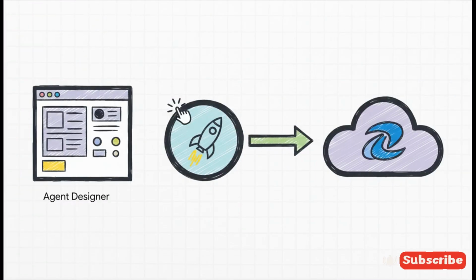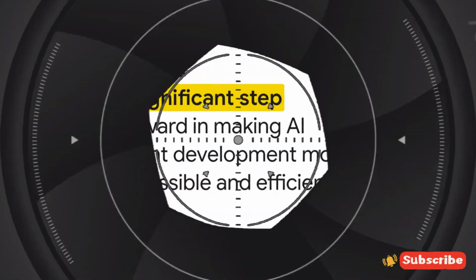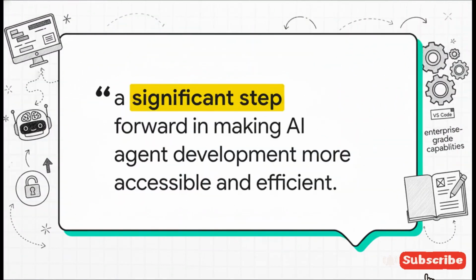So once you're happy with how your agent is behaving in the playground, the final step is, well, it's almost laughably simple. The entire deployment process is just one single button click in the Agent Designer. The extension takes care of everything else, pushing your configuration up to the managed service on Azure. And this quote really just sums it all up perfectly. By bringing all these serious enterprise-grade capabilities into a familiar tool like VS Code, it's tearing down the barriers. It makes building these sophisticated AI agents accessible to way more developers.